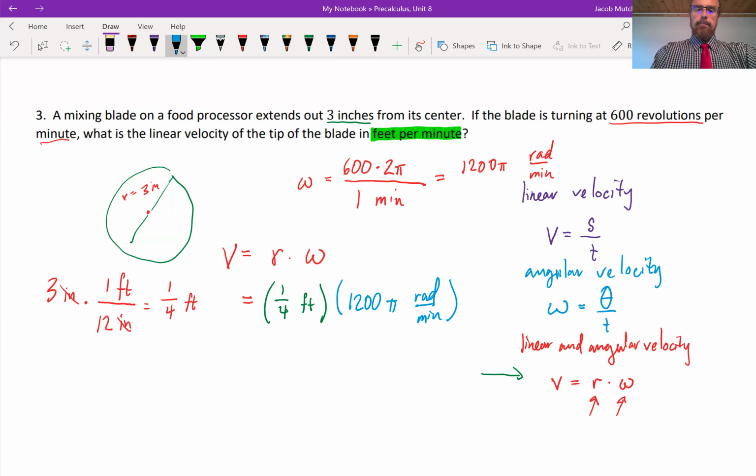At this time, I notice that my feet here is going to stay. Radians is going to fade away. Again, radians is kind of a unitless measure. It's for an angle, but it's not like degrees where it actually has a unit. So then I'm going to really multiply 1/4 times 1200. So that's like 1200 divided by 4. And that's going to equal 300 pi feet per minute.